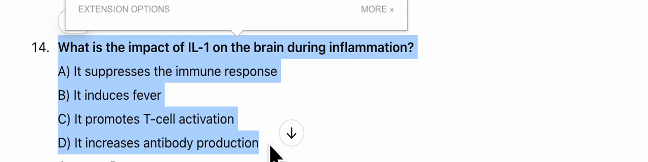What is the impact of IL-1 on the brain during inflammation? A. It suppresses the immune response. B. It induces fever. C. It promotes T cell activation. D. It increases antibody production.